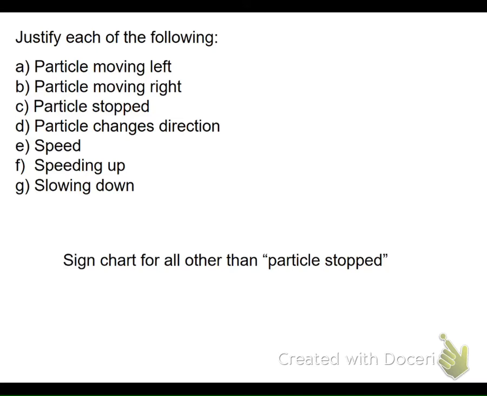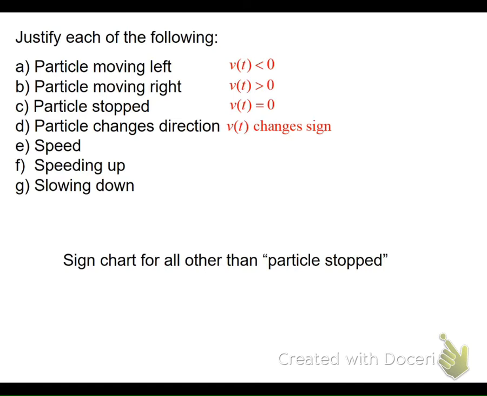So how do you justify particle moving to the left? Velocity is negative. How do you justify particle moving to the right? Velocity positive. Since those include positives and negatives, that would be a sign chart if you're given the equation. Particle stopped, not moving, velocity is 0. Particle changing directions. Went from left to right or right to left, so the velocity changes sign. That also implies that it is 0, but you don't have to state that.